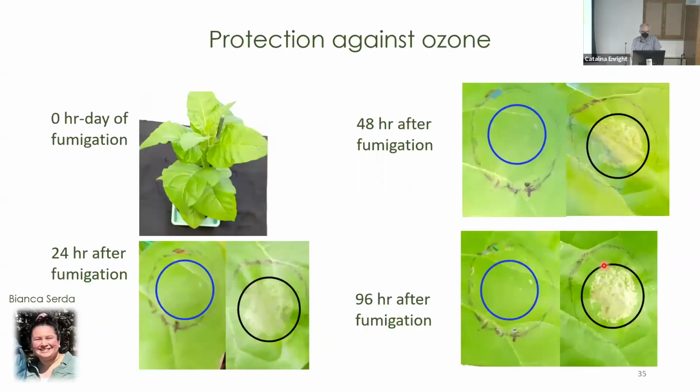We're also looking at protection against ozone. And so Bianca Cerda is giving an ozone treatment to a section of a tobacco leaf, first giving isoprene treatment, then exposing it to ozone. Or she doesn't give it the isoprene pre-treatment, just exposes it to ozone. And you can see as the days go on, there's complete destruction of the leaves by this ozone treatment and almost complete protection if they're first exposed to isoprene.